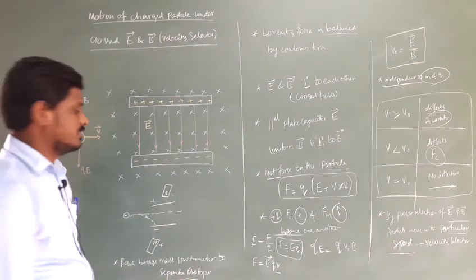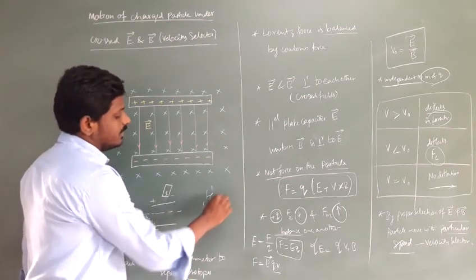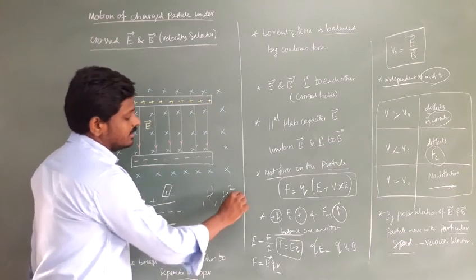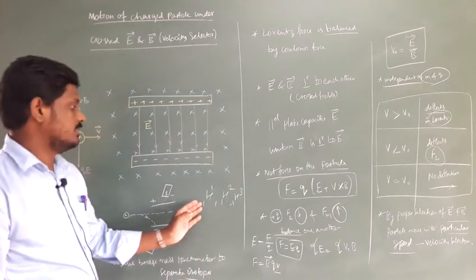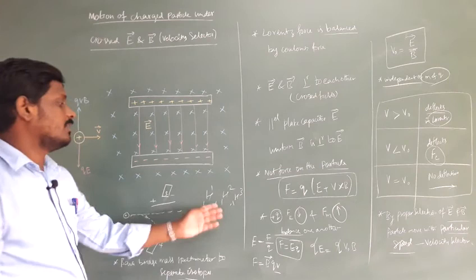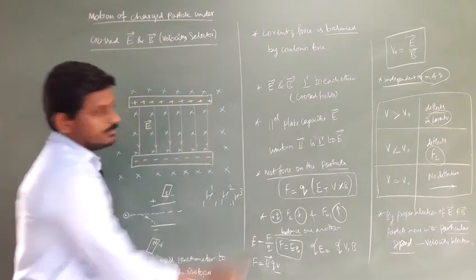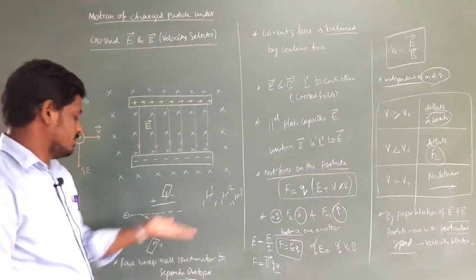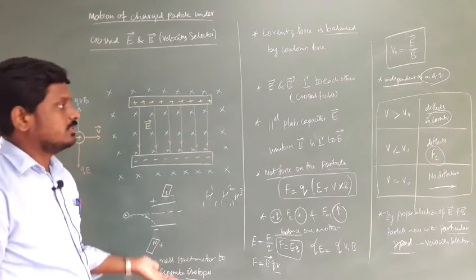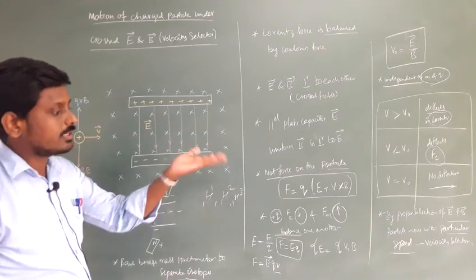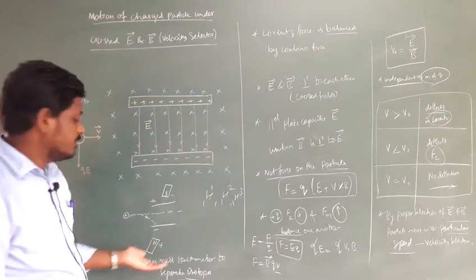Isotope means, for example, hydrogen 1,1, hydrogen 1,2, hydrogen 1,3. These are the isotopes of hydrogen: the same atomic number but different mass number. It's hydrogen, deuterium and tritium. We can separate them using the Bainbridge mass spectrometer. It is the working principle of the Bainbridge mass spectrometer.